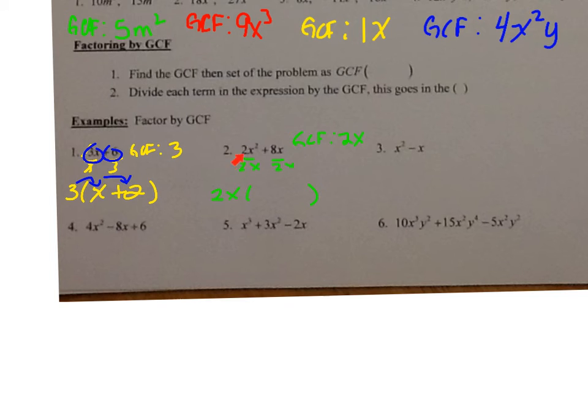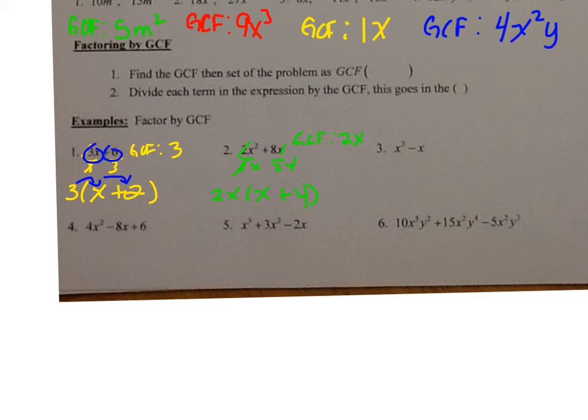So 2 and 2 reduce to 1 and 1. So I have x squared divided by x is just x. 8 divided by 2 is 4. And then x and x would reduce to 1 and 1. So it would be plus 4. And notice that if I distribute the 2x back, I would get 2x squared plus 8x.